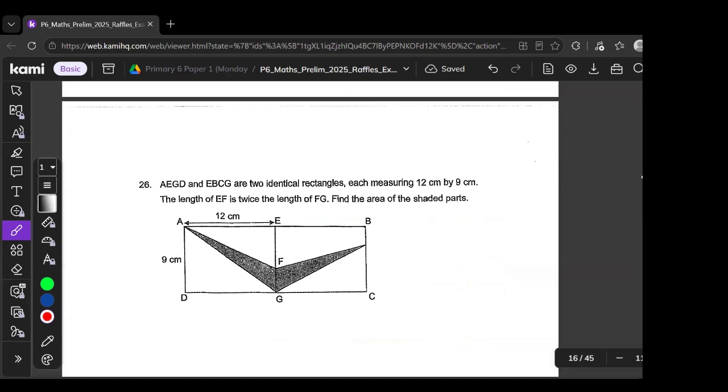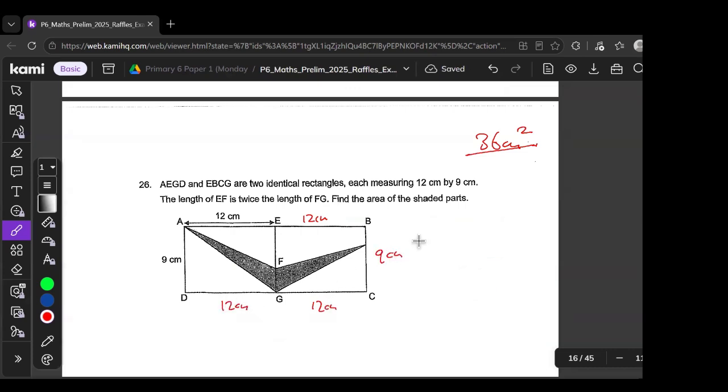Your method comes in already. What's the answer? The answer is 36. Okay, 36 cm square. Now, if you don't know how to get the shaded part, number one, your picture must have something there. There are two identical rectangles. Don't know how to do, put something on the pictures like this.